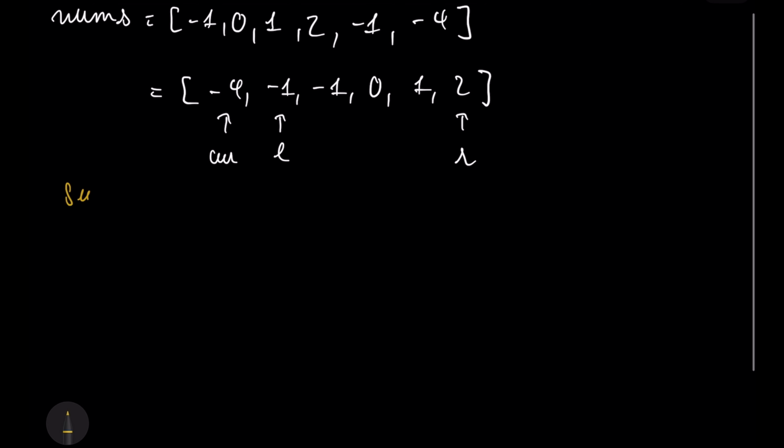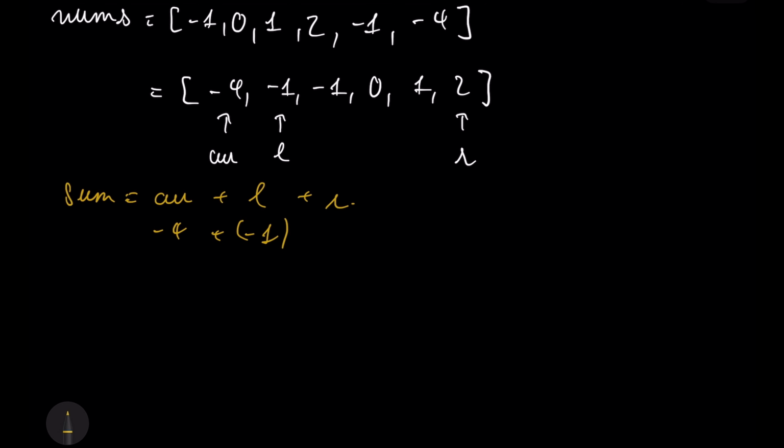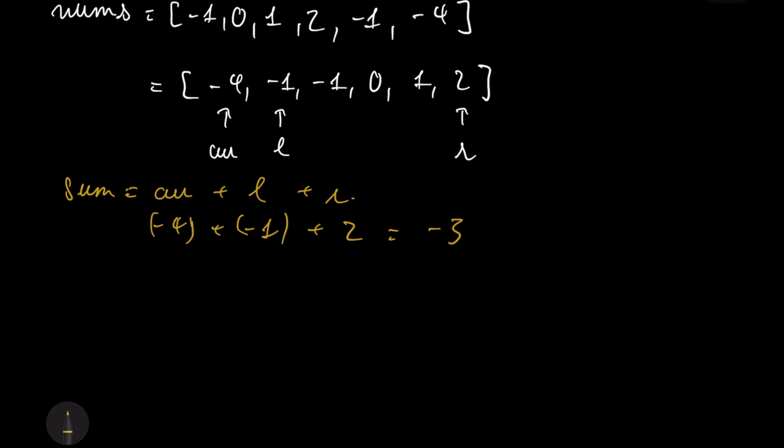So here, we can have the sum, which is equal to the current pointer's value plus the left pointer's value plus the right pointer's value. With this, we know that it will be -4 plus -1 plus 2. So this sum is equal to -3, and it's still smaller than 0. We know that we need something higher, and this array is already sorted, so we should move the left pointer to the right. It will keep making the sum larger for us.